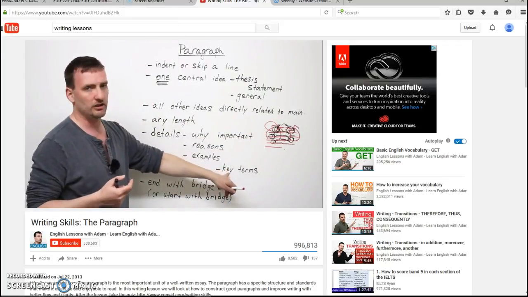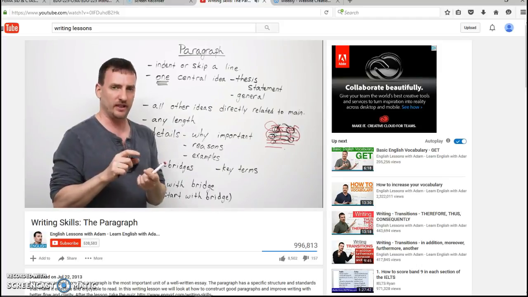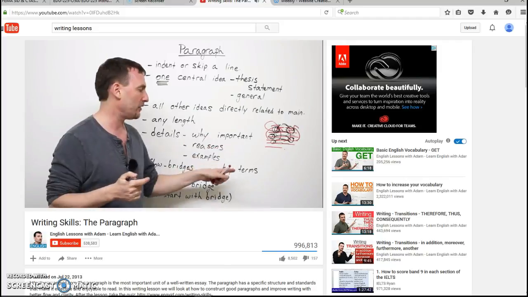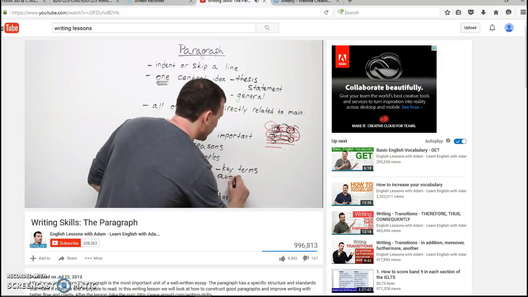Now, key terms. If you're talking about something specific and you have to use a key term, use it as many times as you need to. Otherwise, avoid repetition.